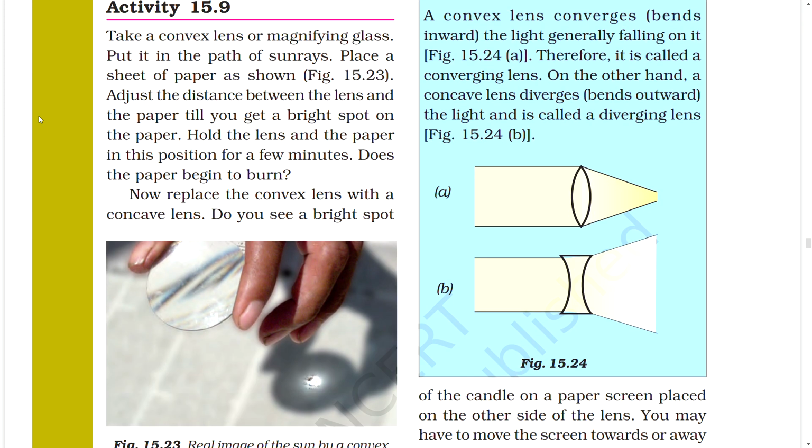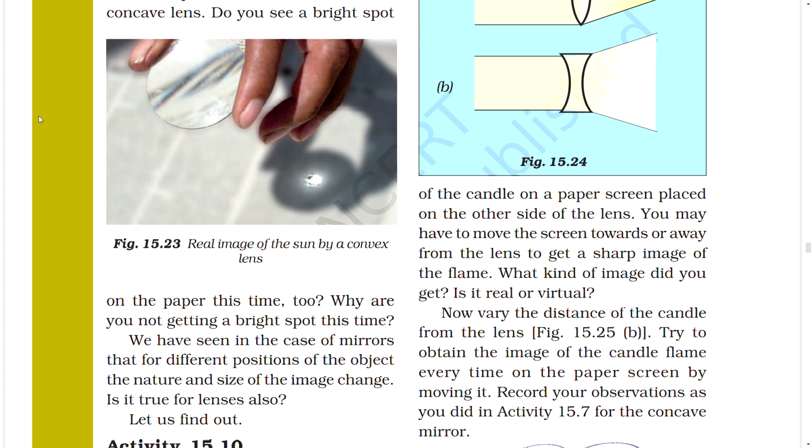Now replace the convex lens with a concave lens. Do you see a bright spot on the paper this time too? Figure: real image of the sun by a convex lens. Why are you not getting a bright spot this time? We have seen in the case of mirrors that for different positions of the object, the nature and size of the image change. Is it true for lenses also? Let us find out.